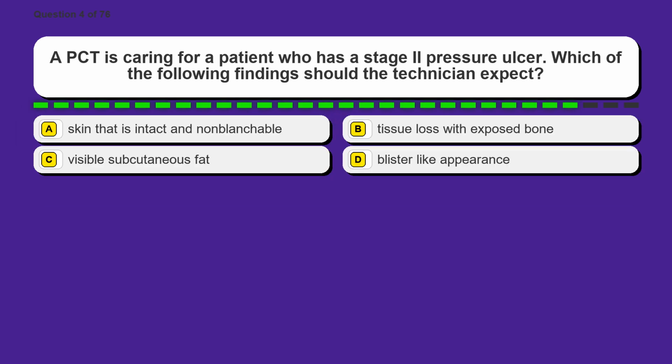Question 4. A PCT is caring for a patient who has a stage 2 pressure ulcer. Which of the following findings should the technician expect? Option A. Skin that is intact and non-blanchable. Option B. Tissue loss with exposed bone. Option C. Visible subcutaneous fat. Option D. Blister-like appearance.